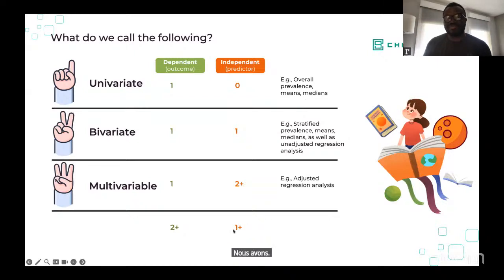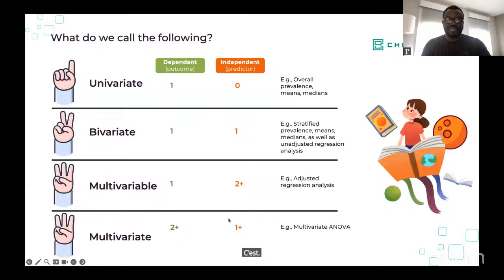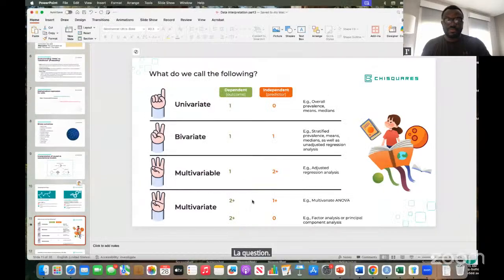So this will actually be 0 plus, not 1 plus. Because it's possible that we can have two plus outcomes and no predictor, in which case all the outcomes are on the same footing. So for example, when we do factor analysis, or principal component analysis, all the variables in the analysis are outcomes. There's no predictor per se. So let's change this to 0 plus as opposed to 1 plus.